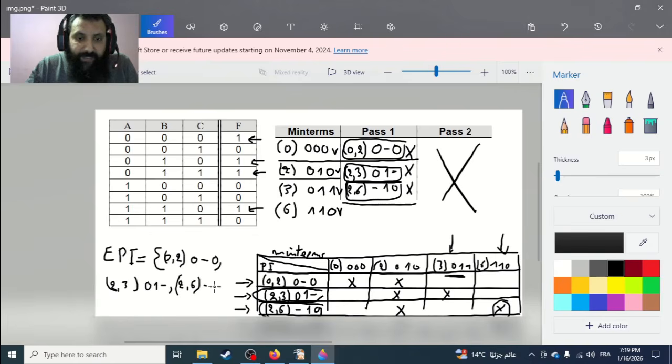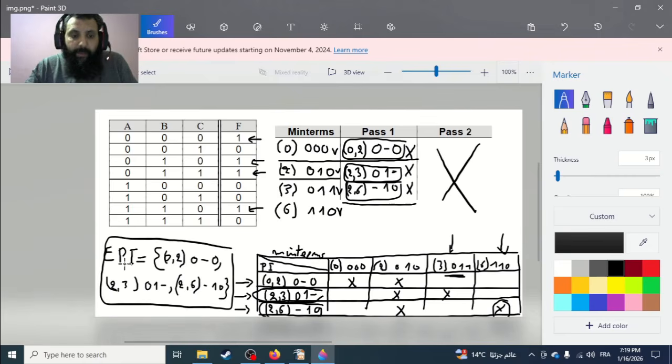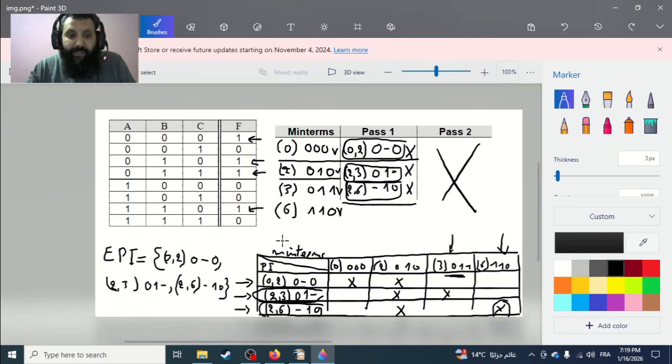And here we can say, okay, this group represents the essential prime implicant that we cannot delete. They are essential. We cannot delete them. We have to use them. Imperatively, we are forced to use them.